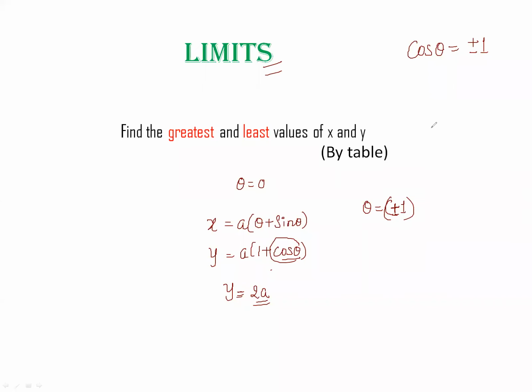Okay. So look at this. What are the limits of sine theta? Means sine theta varies in between -1 and plus 1.